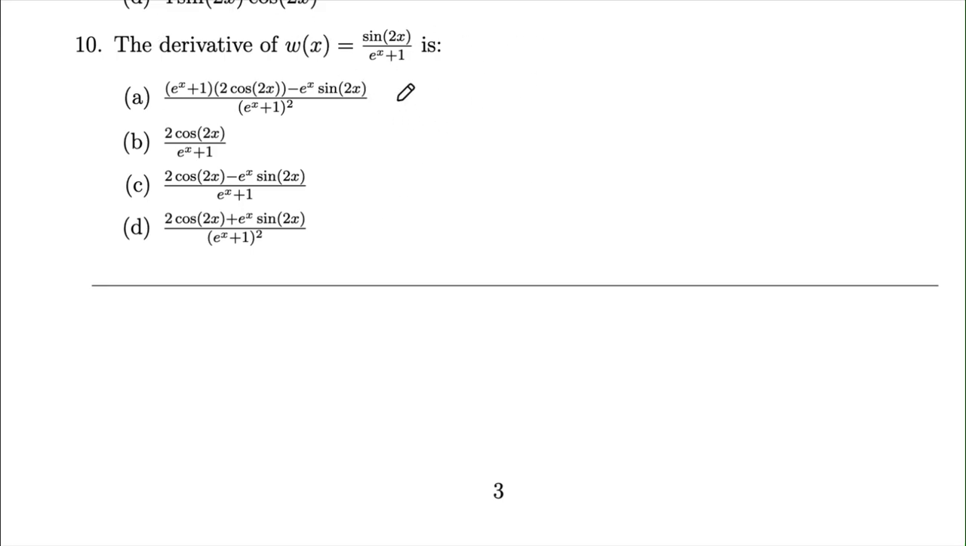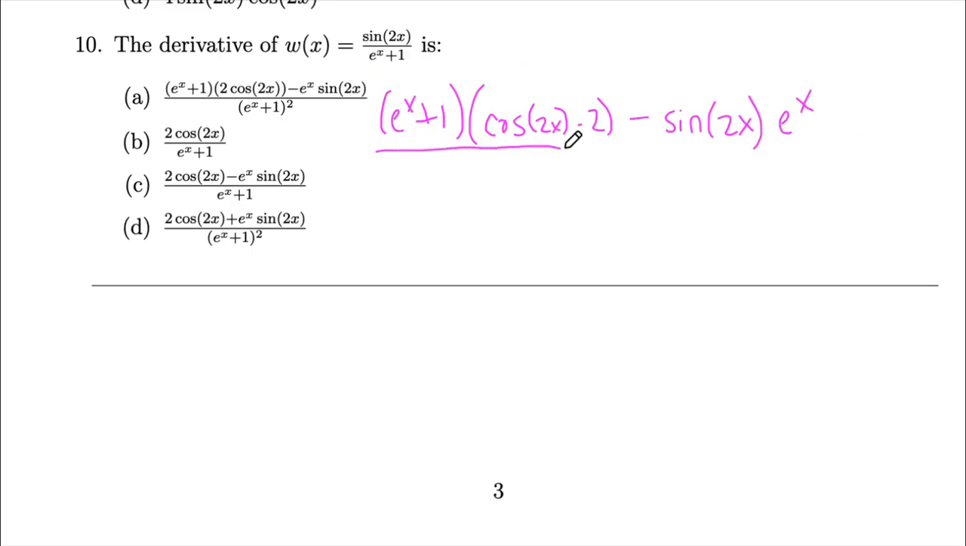So low is the denominator, which is e to the x plus 1, times derivative of the numerator, which is going to be cosine of 2x times 2 using the chain rule, and then minus high, which is the numerator, so sine of 2x, minus derivative of denominator, which is just e to the x. And this is all going to be over low squared, so e to the x plus 1 squared. And of course, this is equal to w prime. Okay, now we just have to clean this mess up.